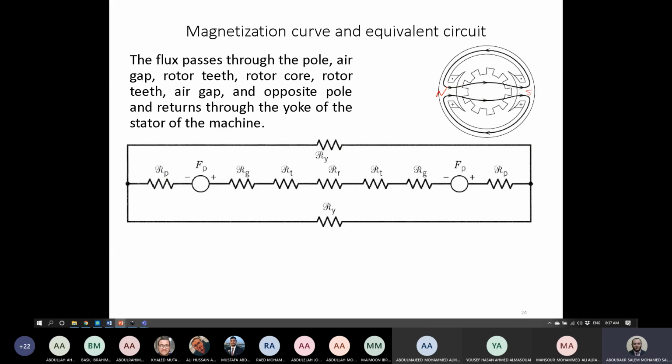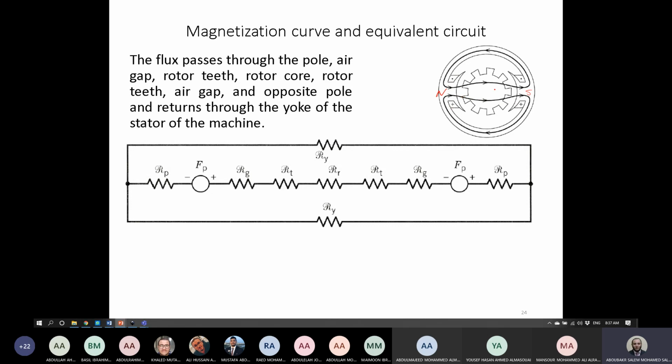So we expect that the flux is going to move in this direction. And after reaching S, it will return back again in the yoke of the stator itself. Again here, for the other path, it will move in this direction and return back in the yoke. So we can now obtain the magnetic circuit from this configuration.